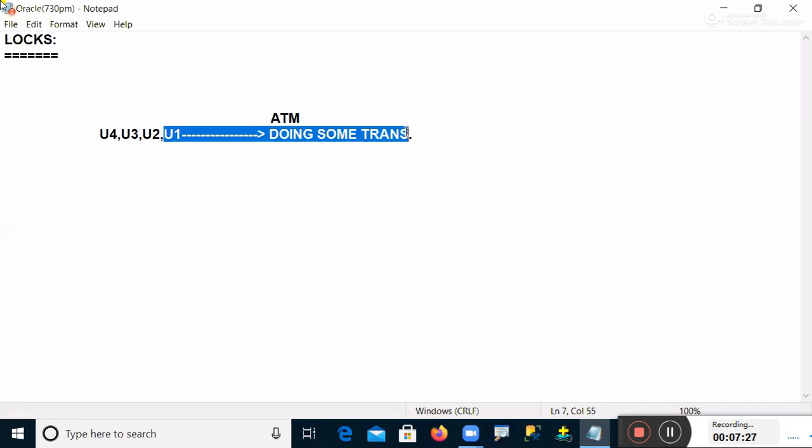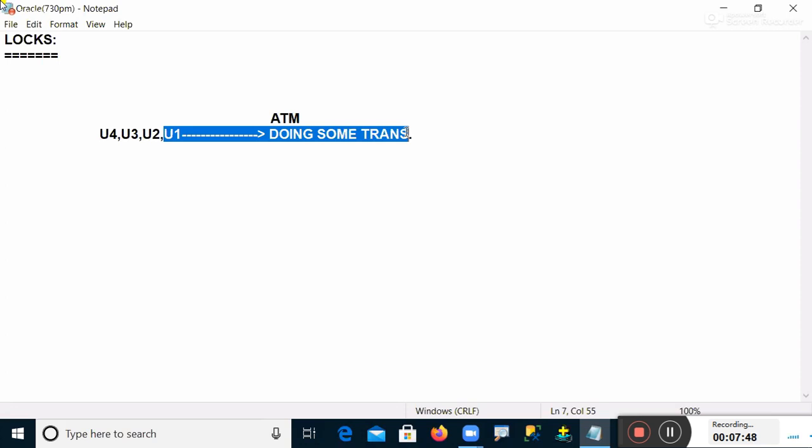So the point is what now? Unless user 1's transaction is completed, the remaining people, who are second, third and fourth, all those remaining users are in a waiting position.